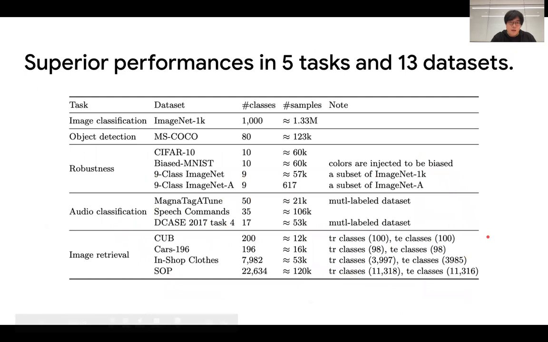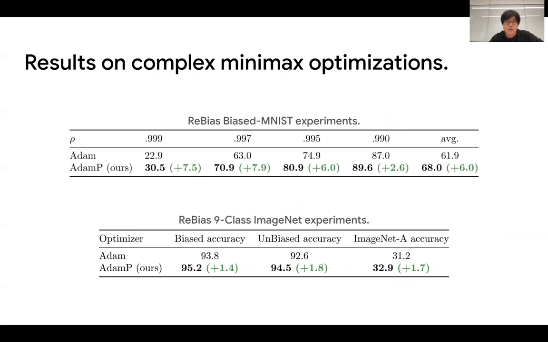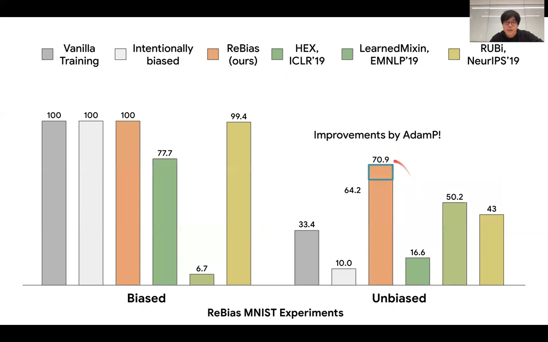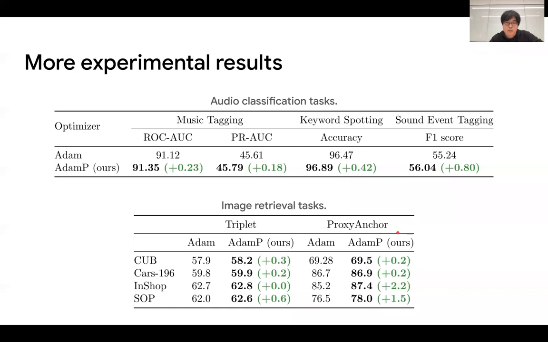We tested AdamP and SGDP on 5 tasks and 13 different datasets. Of course, the motivation here was minimax optimization, and we achieved much better minimax optimization performance than vanilla Adam. It is also true for the bias. The improvement by AdamP here is quite a lot, right? And of course, we have very good results on ImageNet classification. ResNet50 plus CutMix achieves more than 78.3 accuracy, which is quite large. It also works for MS COCO object detection, audio classification, and image retrieval tasks.